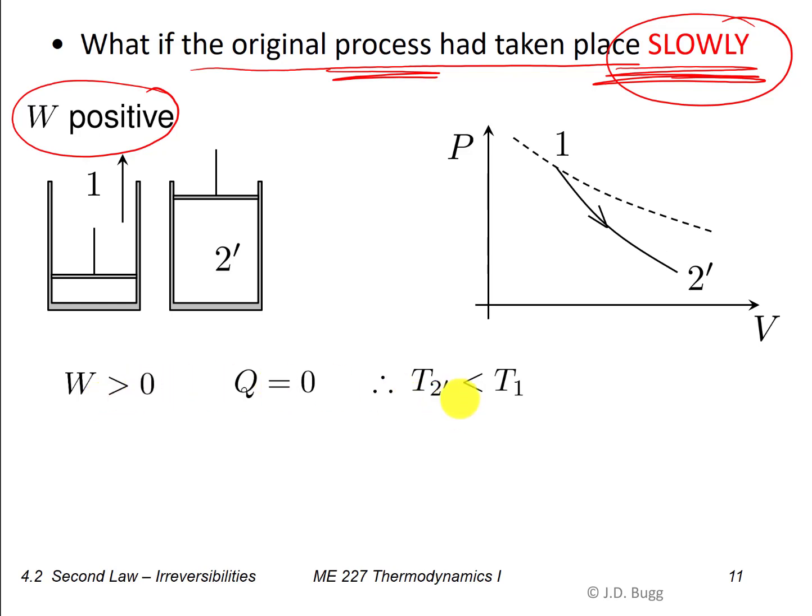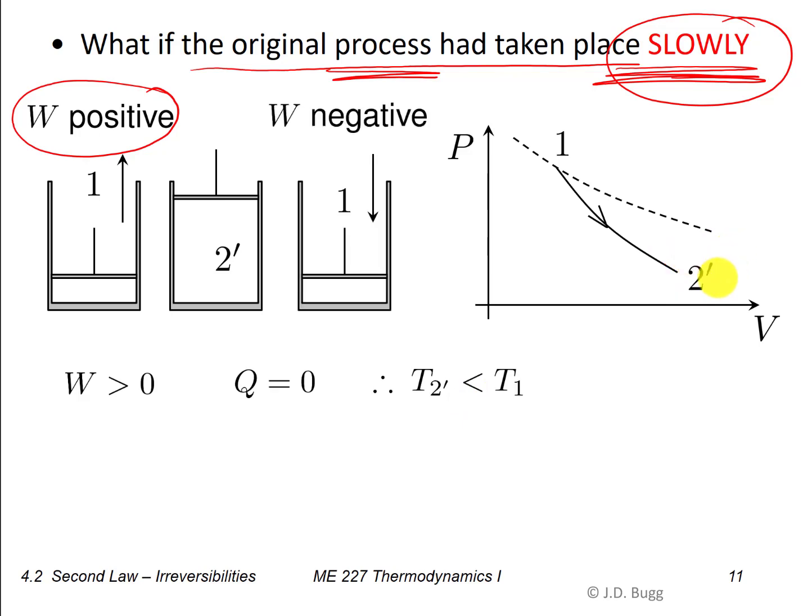So T2 prime is less than T1. So that's what I've shown here and what I was just discussing. Now we're going to reverse this process. So we have to get our volume back to where it started. So we compress the process back to the original volume. So the volume here is the same as the volume there.